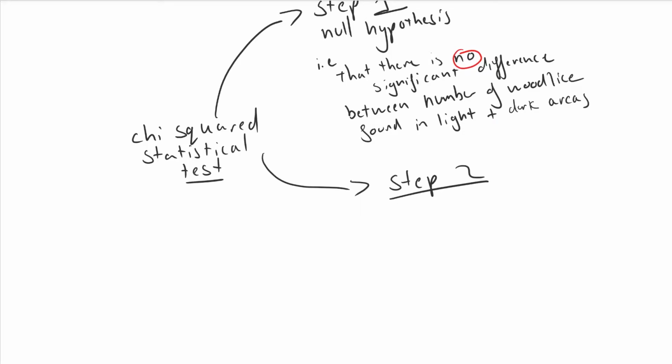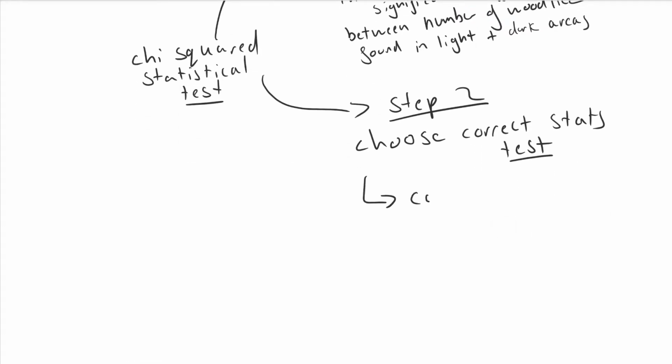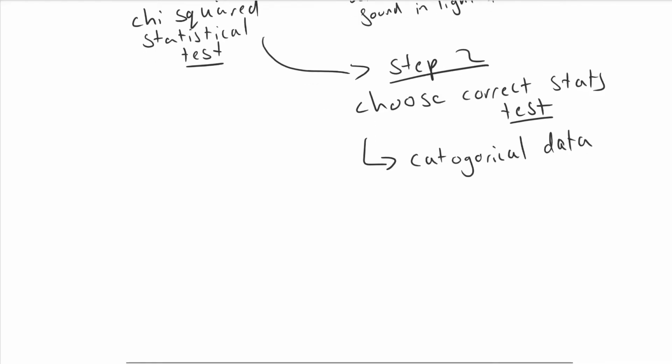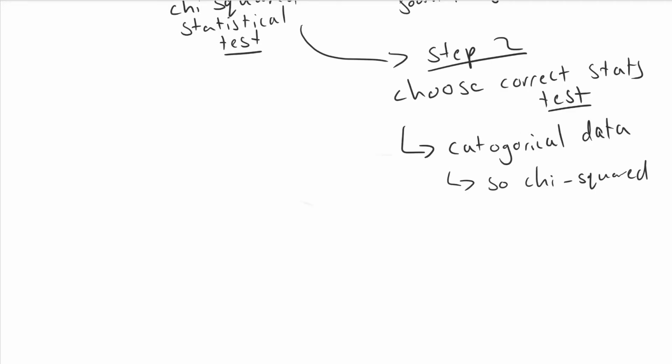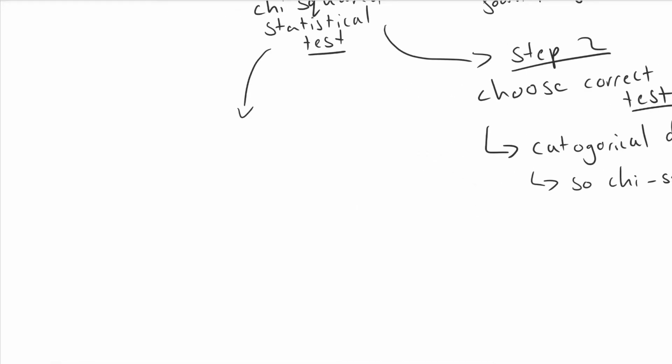You do step 2. You have to choose the correct statistical test for your data. In this case, as I've already said, we're using a chi-squared test. Now we need to know the reason why we're using a chi-squared test, and that's because we're comparing observed values against expected values. We're using categorical data, that's the main one. So chi-squared in that sense, which is two conditions, in this case two conditions, light or dark.